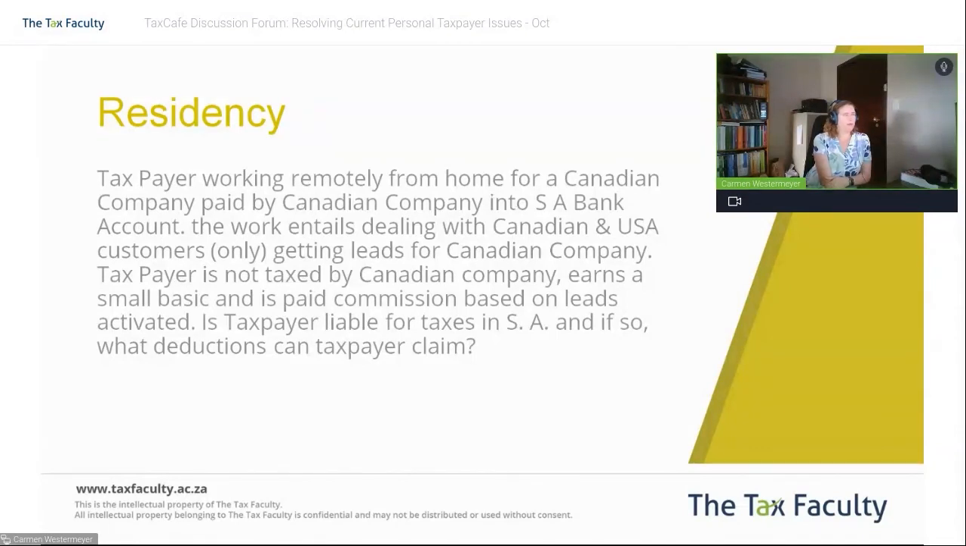Please be very careful, specifically with Section 10(1)(o)(ii). It is not a catch-all. Okay.